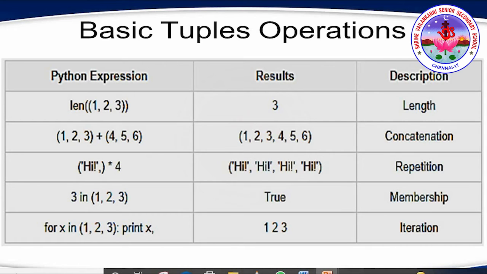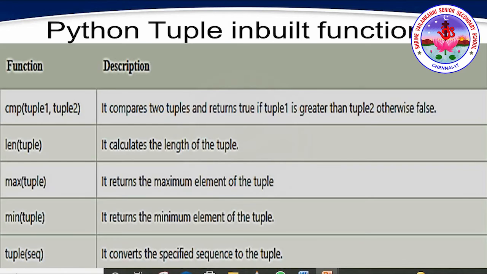Next comes iteration: for x in (1, 2, 3): print(x). The value of x is taken one by one. The tuple is unpacked and one element at a time is assigned to x and printed. Initially x is taken as 1, it prints. Then x is moved to 2, it is printed. Next x is taken as 3 and printed. So 1, 2, 3 comes in iteration.